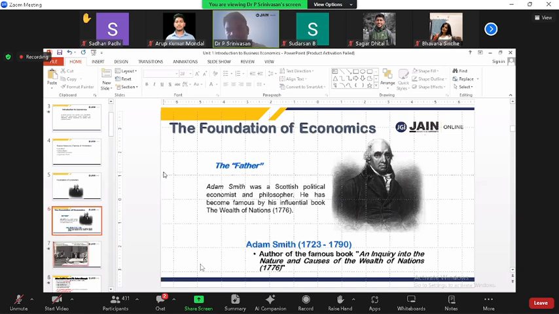He has written a book. You can see I've given the book, 1776. Yes, sir, tell me. The division of labor means white collar labor and the white collar, like that? Yes, sir.